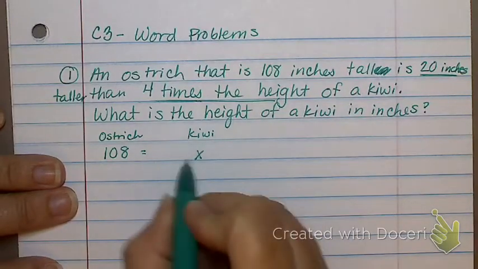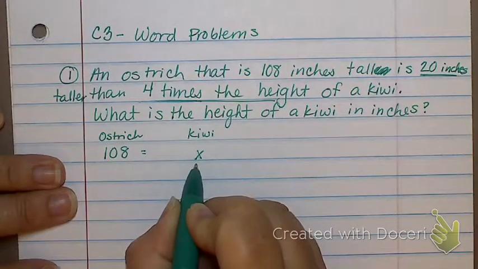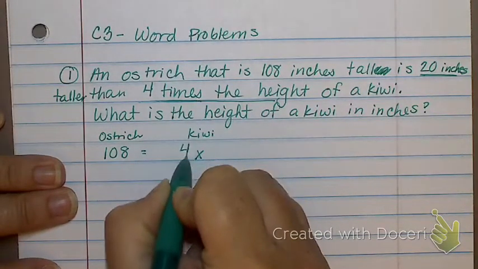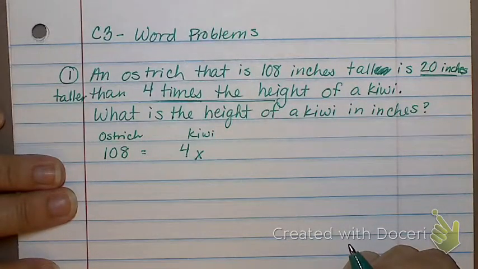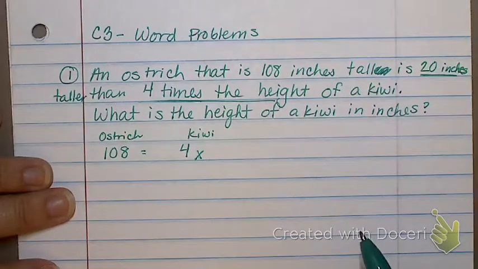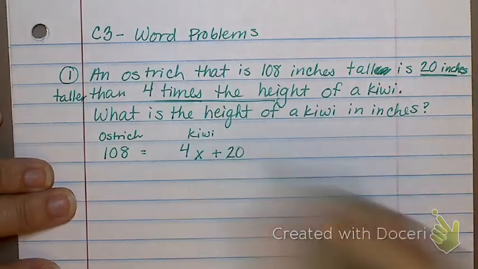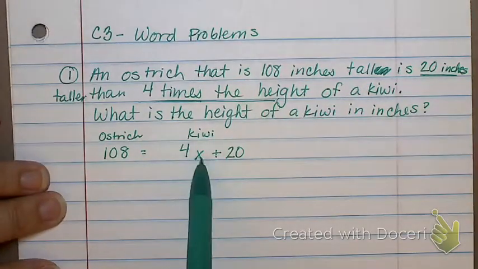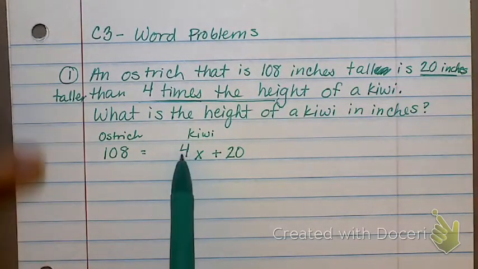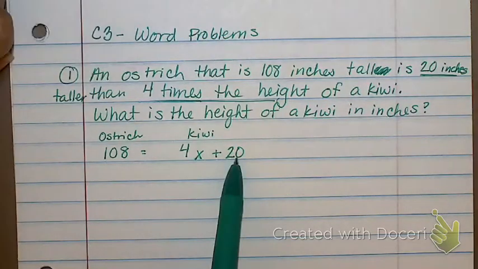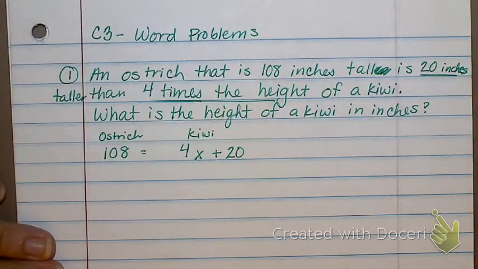How do you think I write 4 times the height of the kiwi? That's 4 times X, right? And where does the 20 inches come? Plus another 20 inches. So in other words, if I take the height of the kiwi, multiply it by 4, and add 20, that would equal the ostrich. Is that a difficult equation to solve? No. Okay, what do I do?